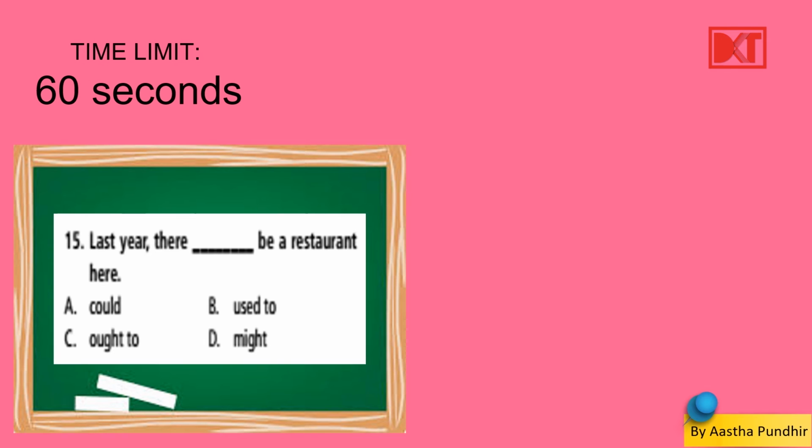Alright, now here, last year there dash be a restaurant here. There could be, there used to be, ought to be, or might be. Now here we use used to. Last year there used to be a restaurant, because used to is used to refer to the past. Okay, so there used to be a restaurant here.